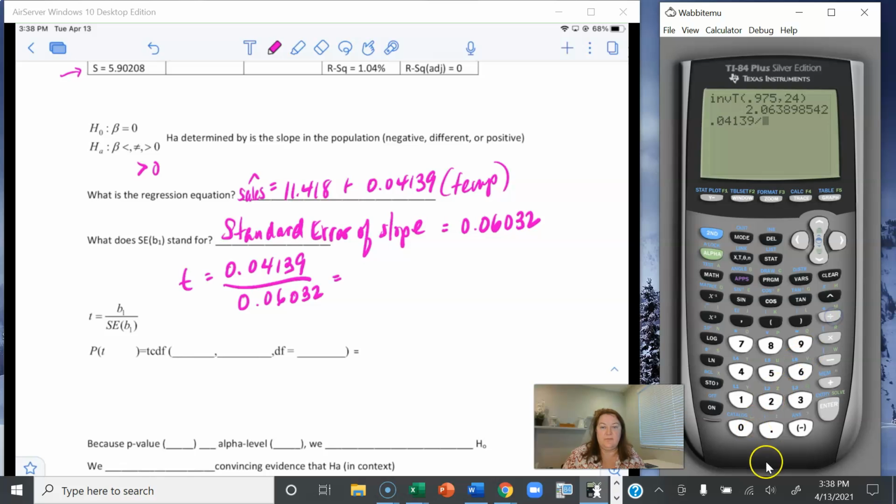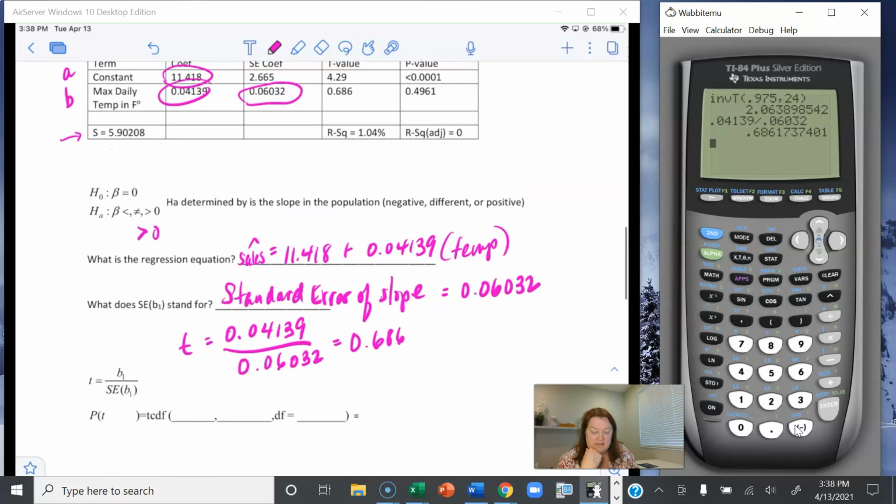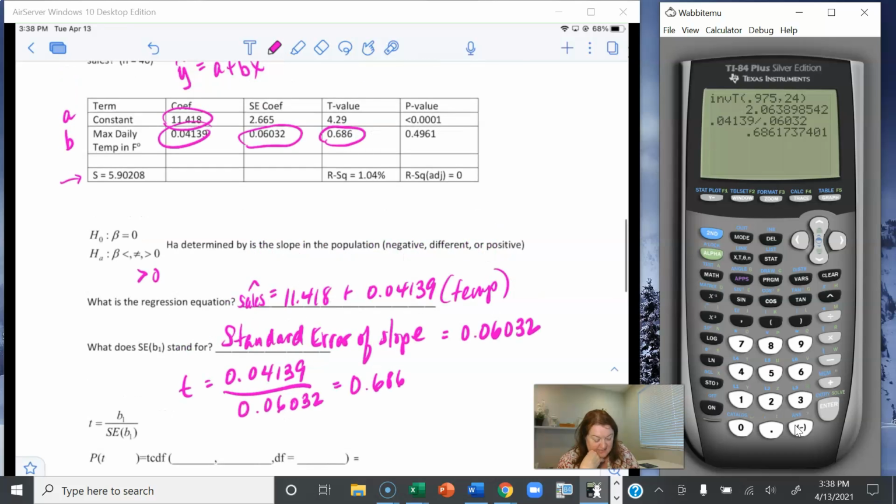0.04139 divided by 0.06032 gives me a t value of 0.686. Wait a minute, didn't I see that somewhere? Look at that. So for a significance test, they're actually also giving you your t statistic. So there it is.